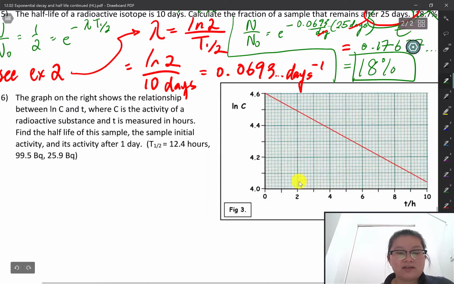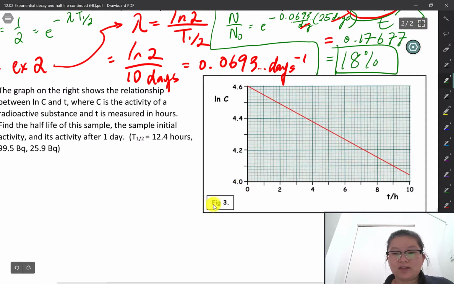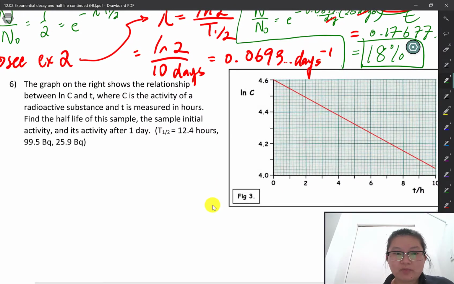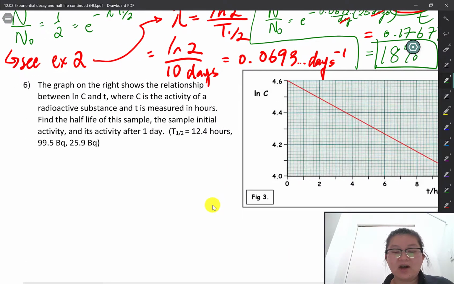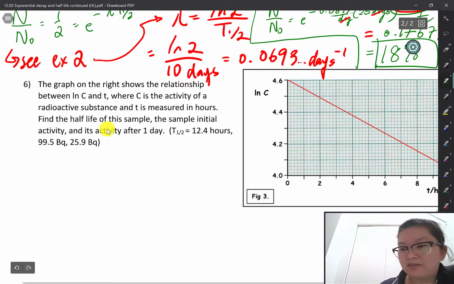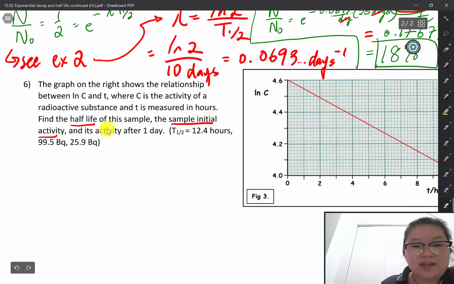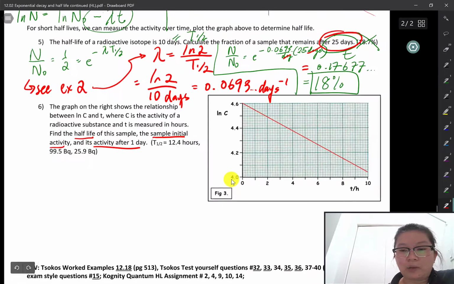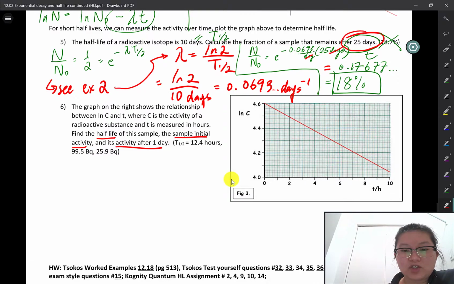Okay, so number 6. Ooh, number 6 looks a little trickier. The graph on the right shows the relationship between ln C and T, where C is the activity of a radioactive substance and T is measured in hours. Okay, so there's a lot of things we have to find here. We have to first find the half-life of the sample, the sample's initial activity, and the activity after 1 day. So 3 things to calculate, all from one graph. So we should get down to it.